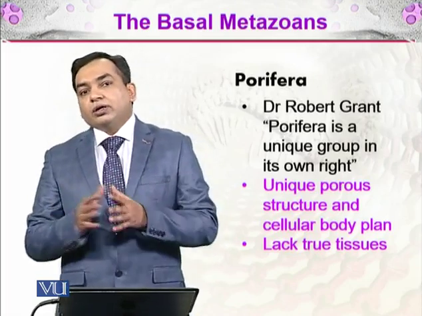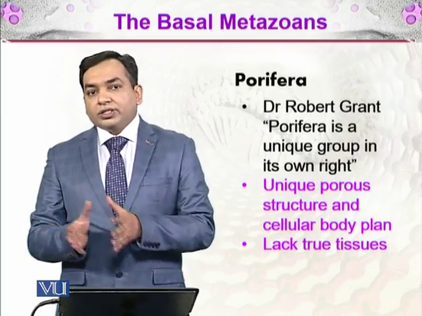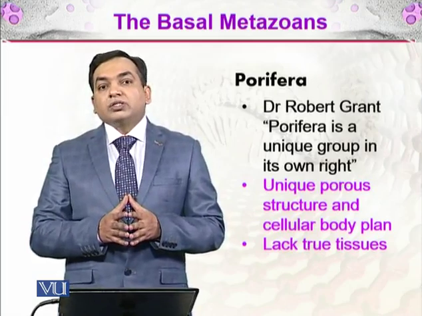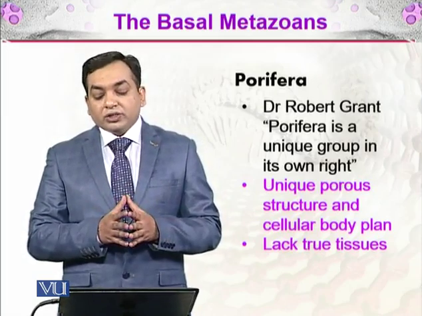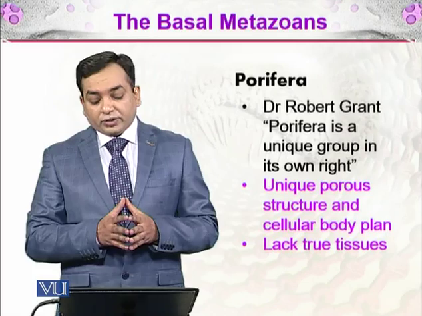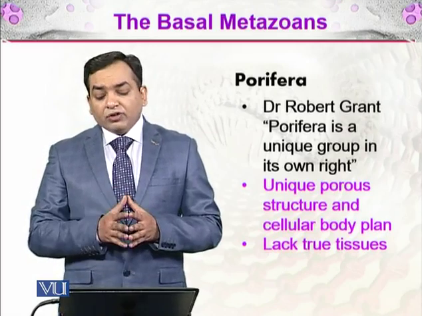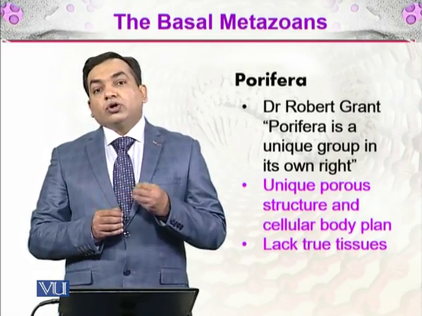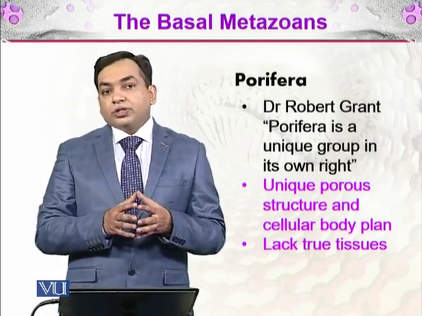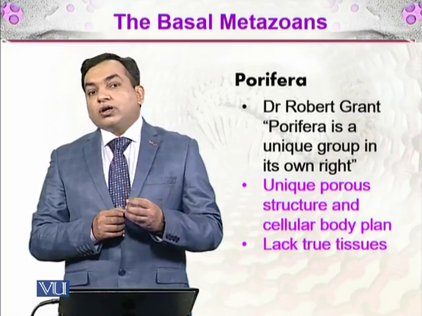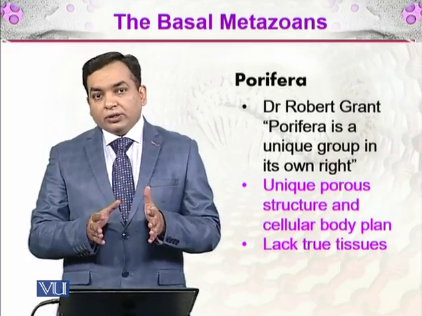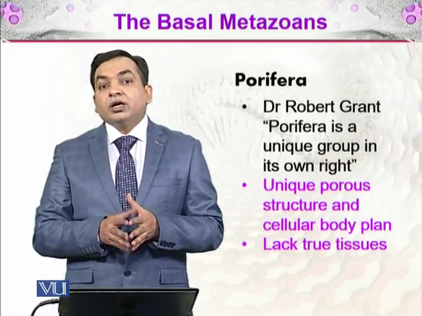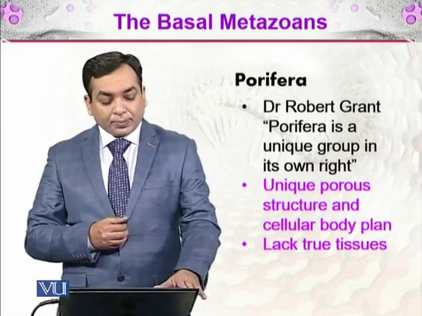And these were put with other organisms, like cnidarians. But ultimately, Dr. Robert Grant was the one who said that Porifera is a unique group in its own right. They have a unique porous structure and cellular body plan, and they lack true tissues. True tissues means that the cells make an arrangement, but that arrangement does not qualify to be a tissue.